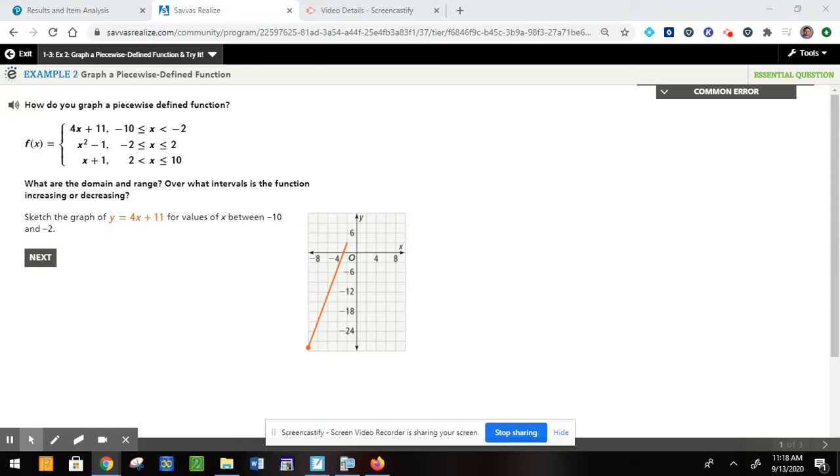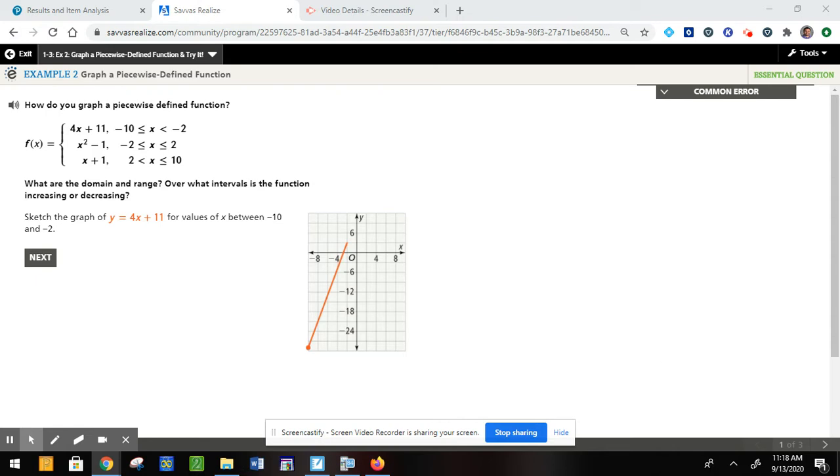Now we're going to look at graphing a piecewise function. So as we talked about in example one, you can have more than two pieces. In this case, there's three. So again, there's three different functions. Over these domains are when these functions will appear on the graph.